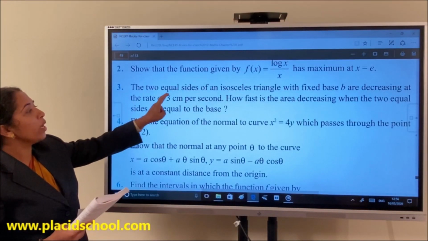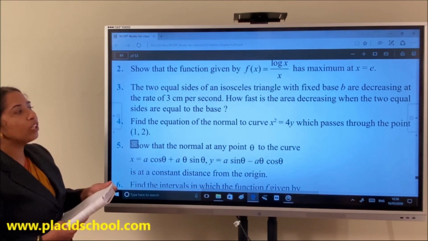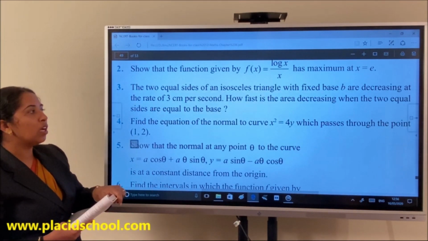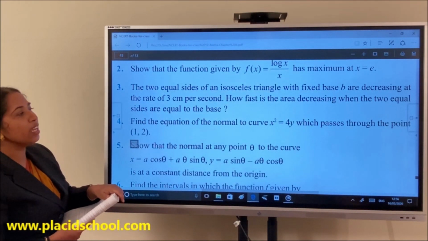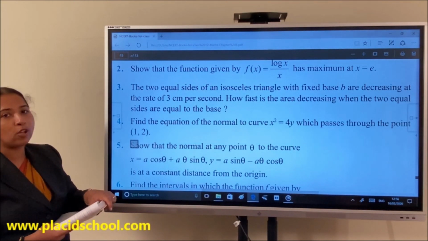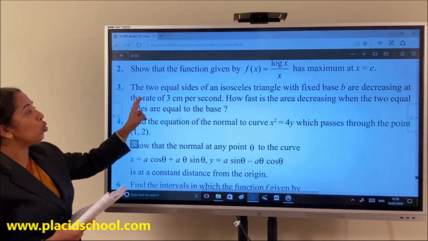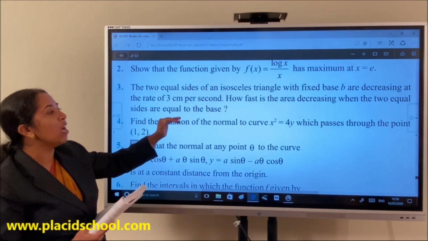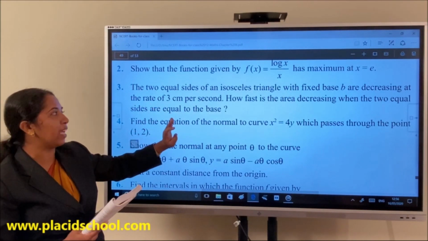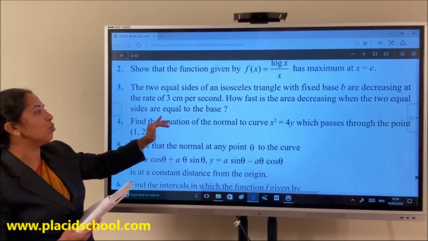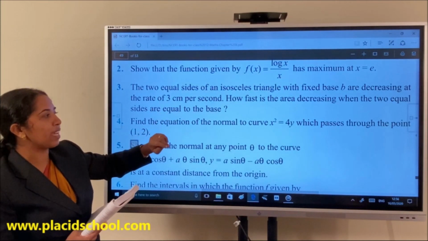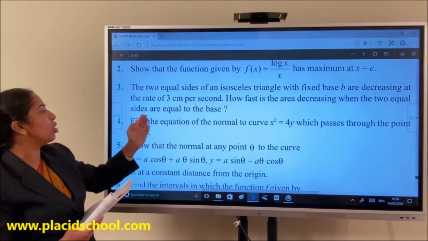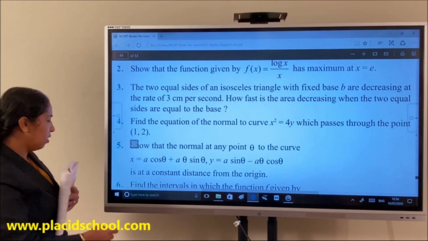Okay, next one. Two equal sides of an isosceles triangle with fixed base B are decreasing at the rate of 3 cm per second. How fast is the area decreasing when the two equal sides are equal to the base? So, we are given two equal sides of an isosceles triangle where the base is fixed as B are decreasing at the rate of 3 cm per second. So the rate of change of equal sides with respect to time is 3 cm per second. We have to find how fast the area is decreasing when the two equal sides are equal to the base. We will see how to answer it.